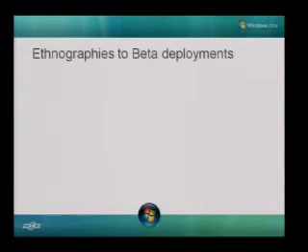Now, one of the final areas that I talk about, ethnographies and beta deployments, all our field work, again, happens continuously. Often people talk about doing field work at the beginning of a cycle and then maybe at the end, but we ran it continuously throughout the development cycle.